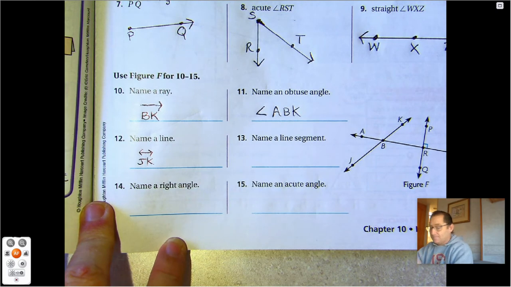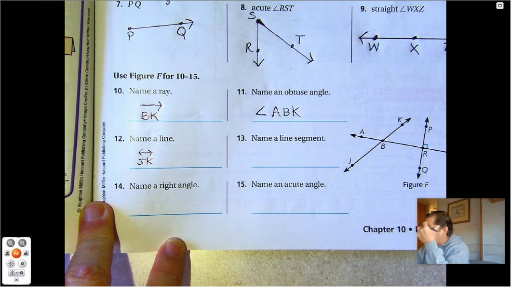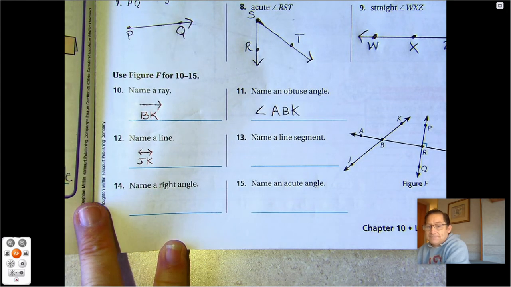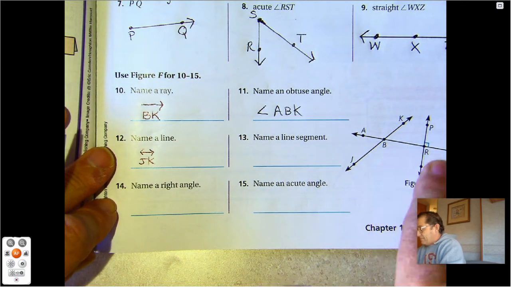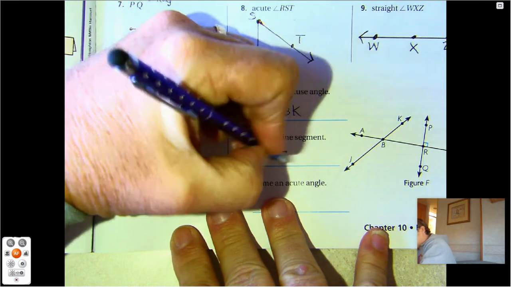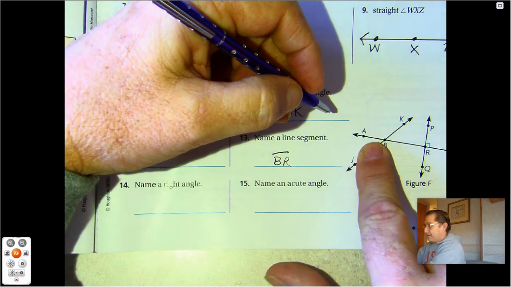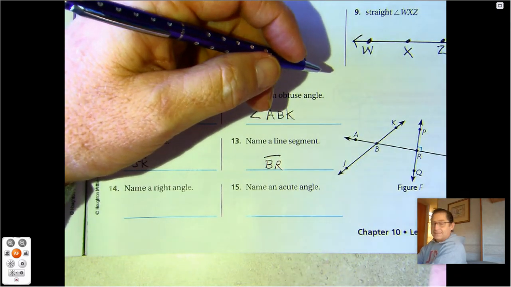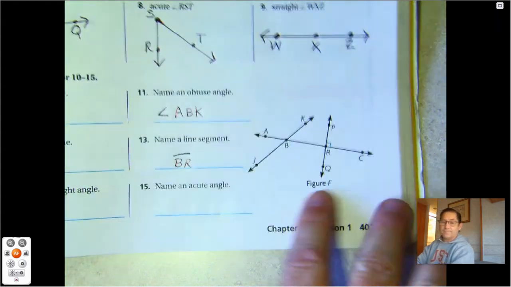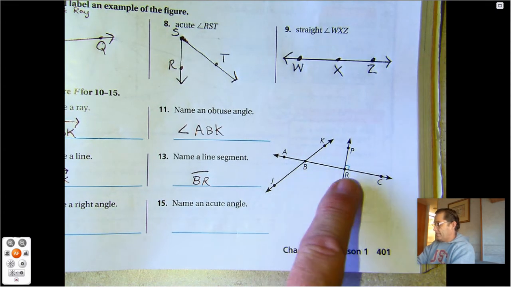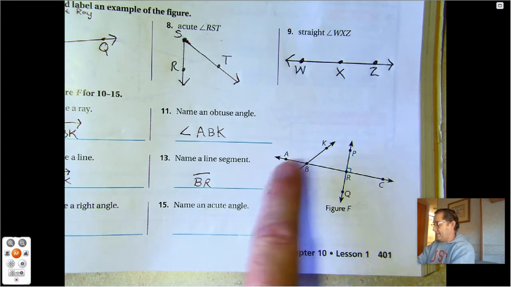Name a line segment. So it has to have 2 endpoints. A line segment is part of a line. So I could say line segment BR. Here, that would be a line segment. BR is part of the line AC. Sorry. If I look at line AC, a line segment in the line AC is B and R.